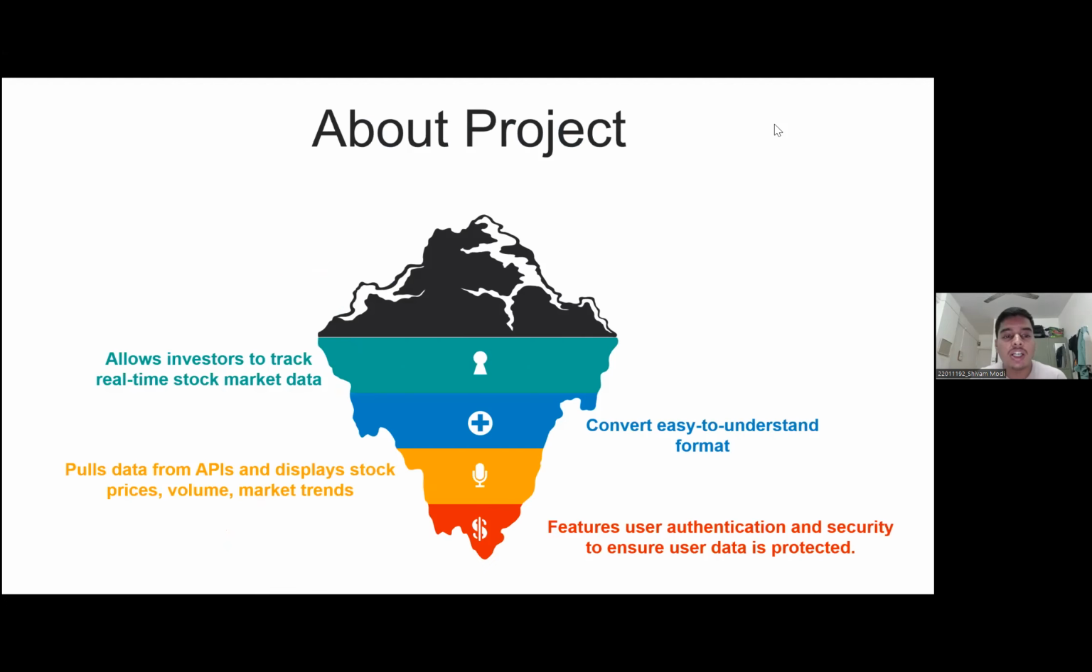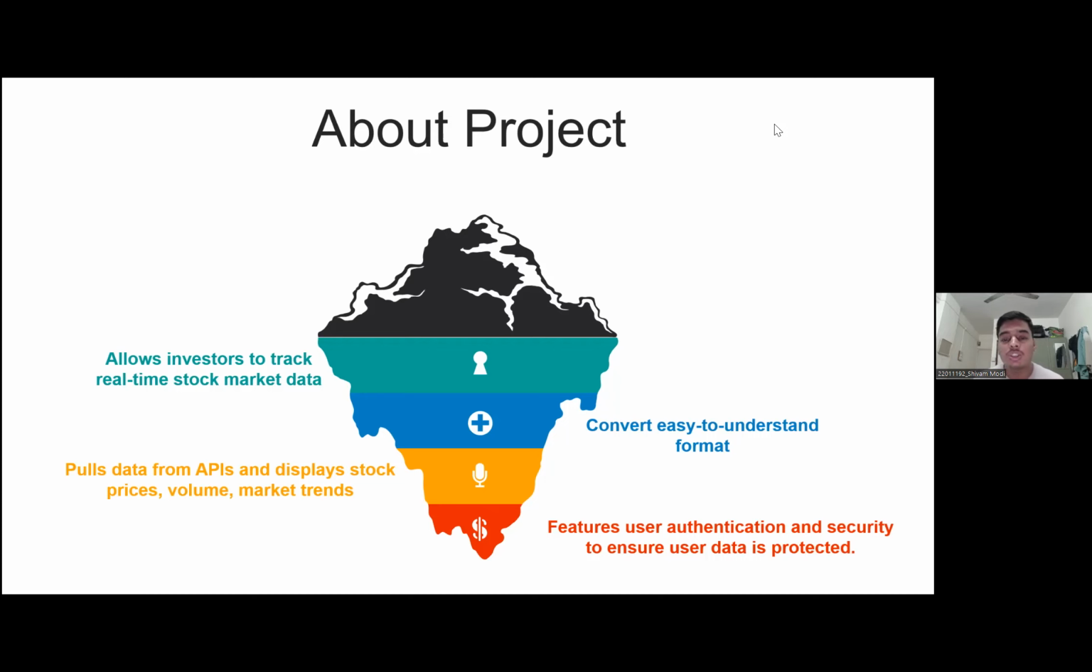Coming to the project, in this project we will allow the investor to track real-time stock market data, because the data in the stock market changes every second. So it is very difficult for the user to track that information or those changes. So we are converting that data to an easy format, because of which the user can easily track that information. We will pull that data from various APIs and display prices, volumes, and market trends to the user.